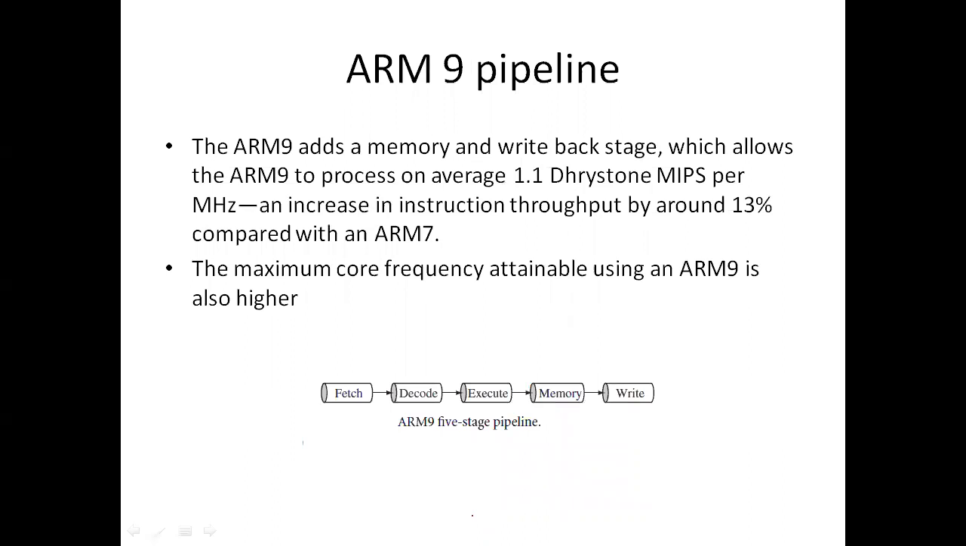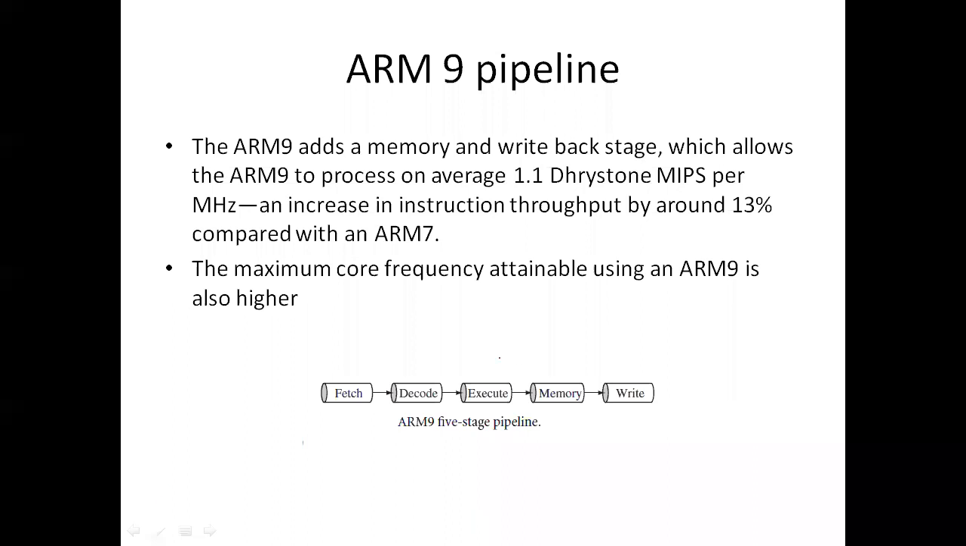Next, we will see the pipeline features of ARM9 family processors. ARM9 adds 2 more stages to the instruction pipeline, that is memory and write back, which allow the ARM9 to process on an average 1.1 Dhrystone MIPS per megahertz, an increase in instruction throughput by around 13% compared to ARM7.